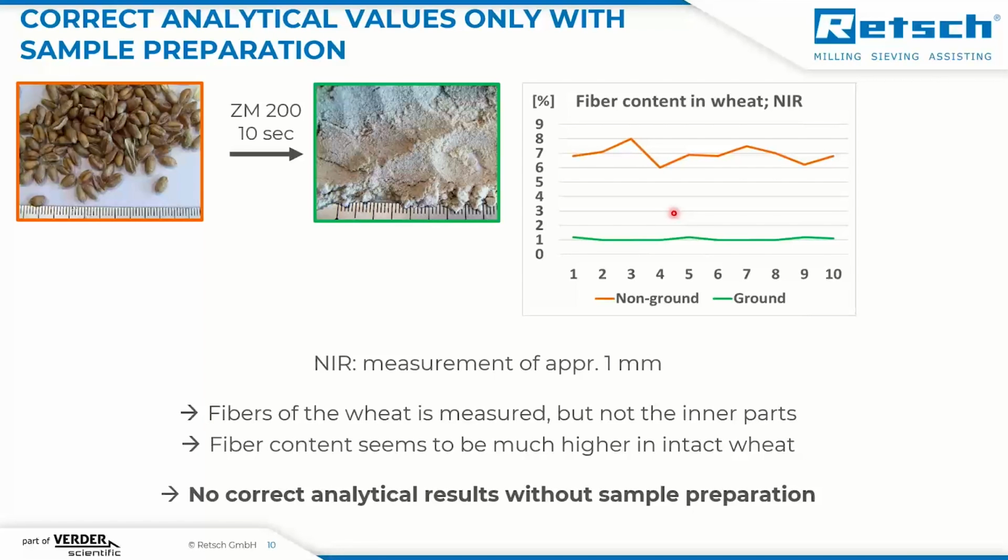With NIR, you only measure approximately 1 millimeter depth. And in the case of the unground sample, you just measure the outside, the shell of this grain. And of course, there's a lot of fiber in it. And the starch content is more in the middle, but you do not see this because the measurement depth is just 1 millimeter. So you get a really false result when you do not grind this up and also see the inner part and the core of this grain. So here, sample preparation leads to correct analytical values.